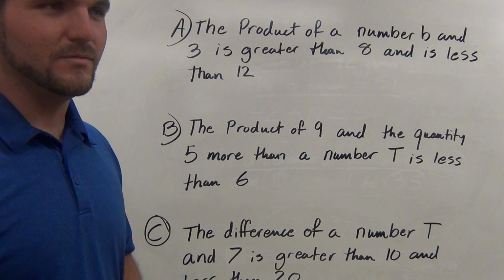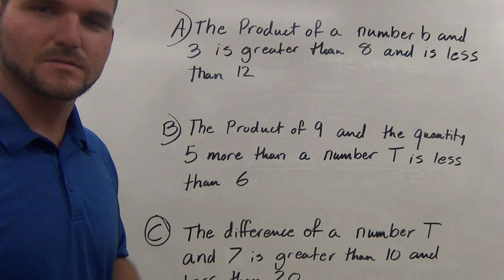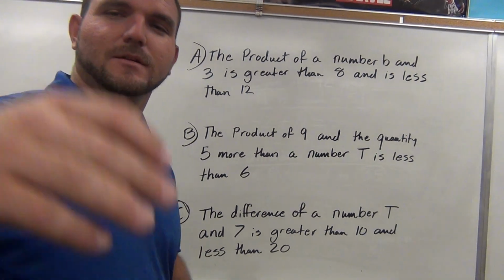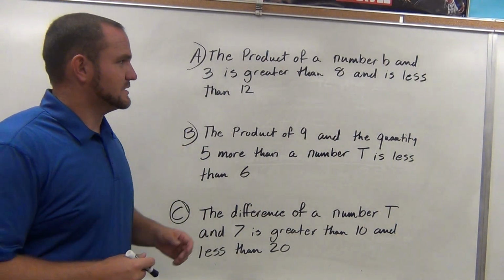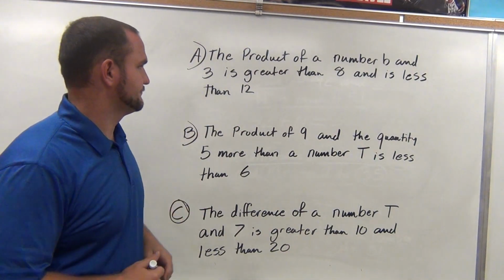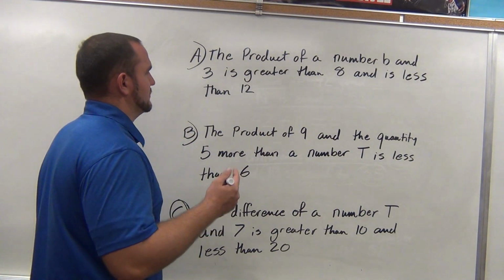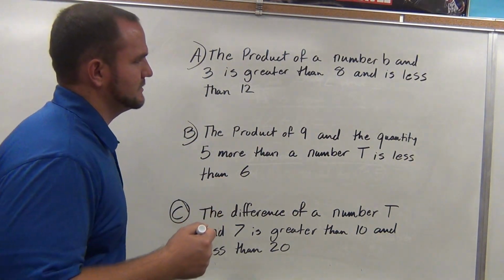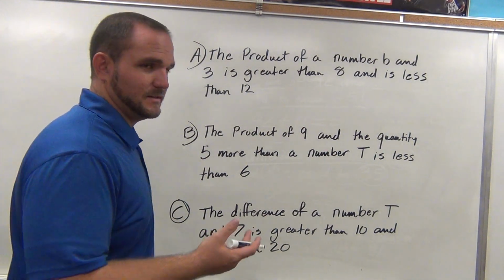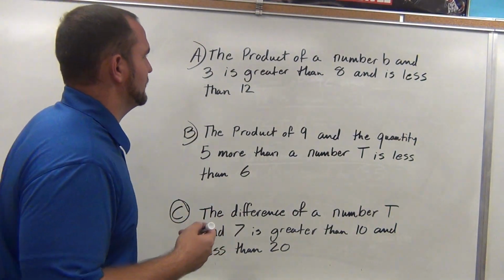These are hopefully getting easier for you, being able to see the words and put the words into an expression. Okay, so let's talk about some of these. I got A, B, C examples. Let's start with A. The product of a number B and 3 is greater than 8 and is less than 12. Okay, lots in this one, so let's dissect it or pull it apart and go from there.